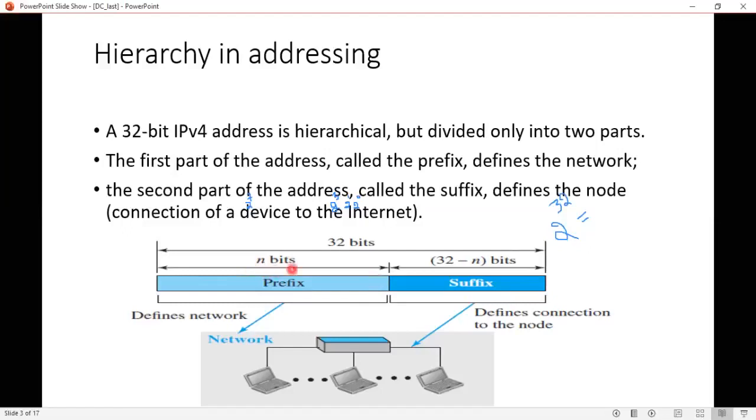These n bits will represent the network ID, or you can say it as net ID. And these 32 minus n bits will represent the host ID, that is inside the network. Whatever address is there is represented by the suffix, which defines the connection to the node. Node means any computer or router or whatever it is.